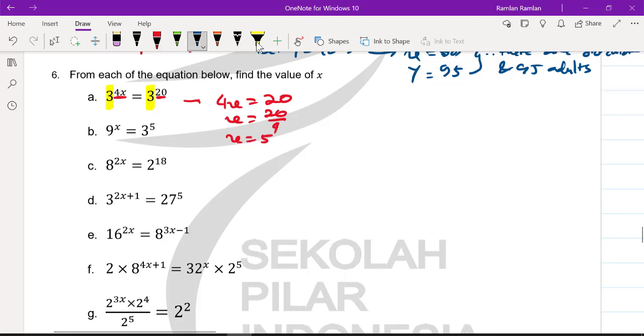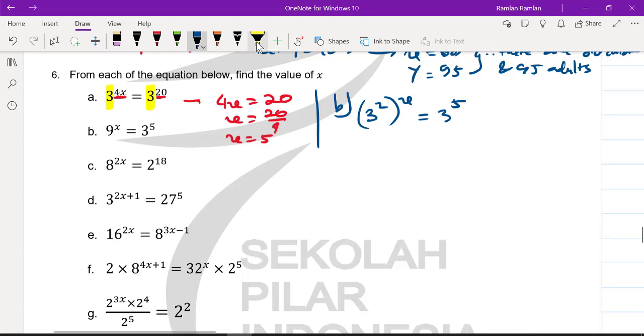Question B is actually the same thing, but we have a problem here. We don't have the same base. So change it so that they have the same base. We can change the 9 to 3 to the power of 2. But don't forget that we still have that x over here, so put the x outside the bracket like this. That'll be equal to 3 to the power of 5, which doesn't change.